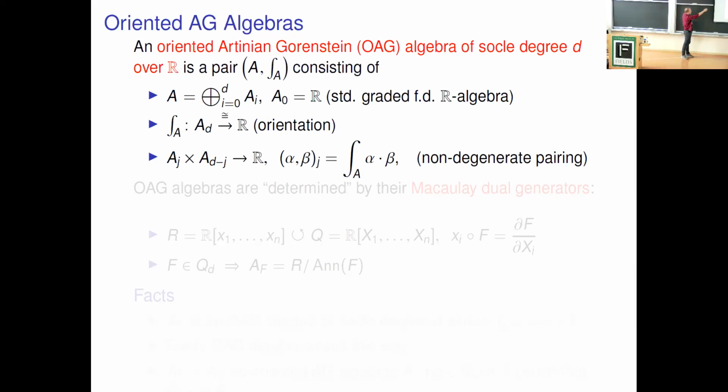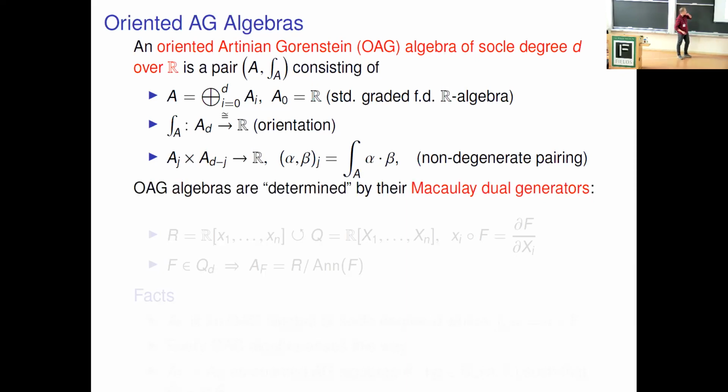And then Gorenstein is a word that means multiplication in the ring gives us a non-degenerate bilinear pairing between degree j and degree d minus j. And how does this work? I just multiply two forms of complementary degrees up to degree d, and then I integrate to get a real number, a non-degenerate pairing. Maybe some people call it a degree map. I call it orientation.